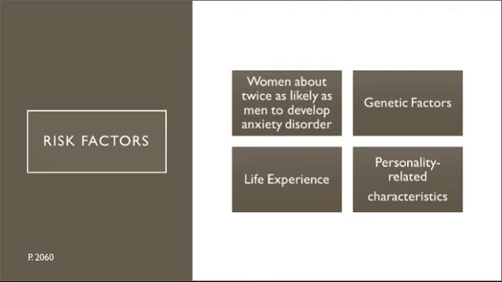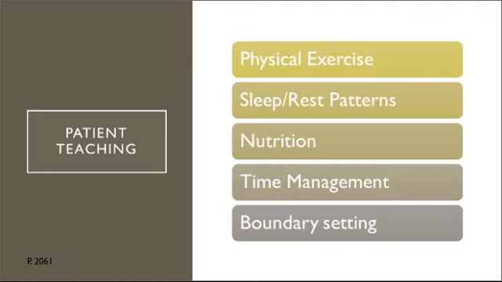Genetic factors, anxiety disorders tend to run in families. Many children develop fears and anxiety similar to those of their parents. Life experiences, exposure to trauma or a significant event can trigger anxiety disorders. And if they're genetically susceptible, they're more likely to develop that. A history of spousal or child abuse, being bullied, are life experiences that can do that. Personality-related characteristics, like shy children, are at higher risk to develop anxiety disorders.